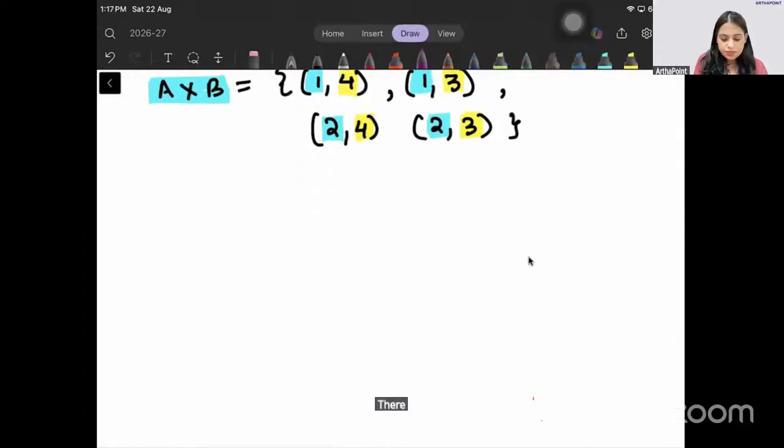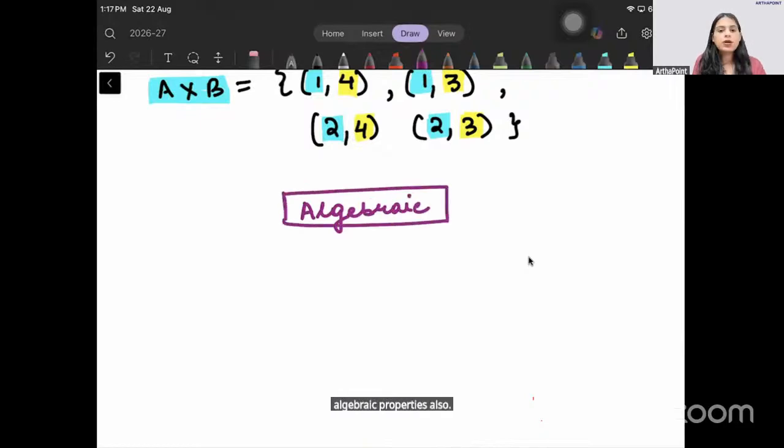There are some algebraic properties also. First is called as commutative.